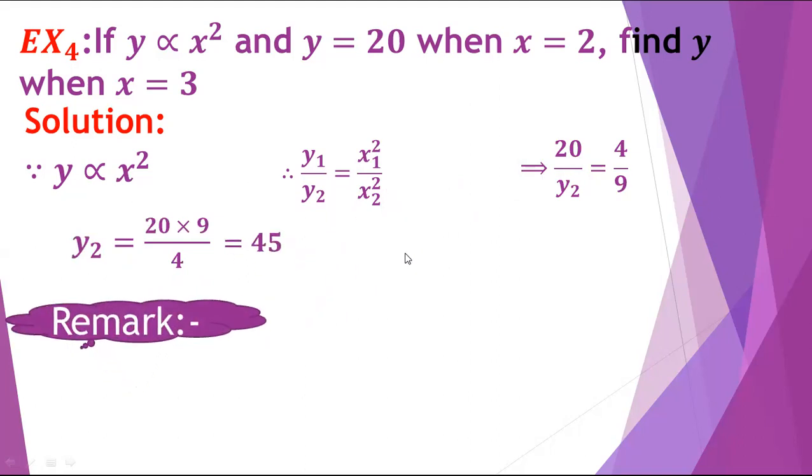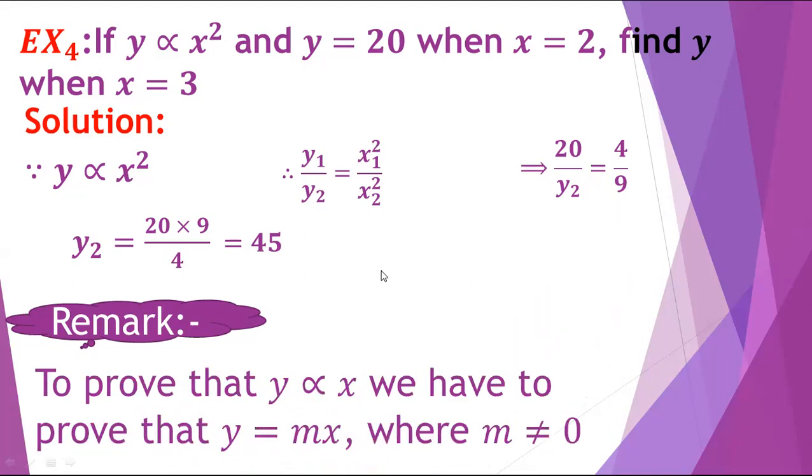And also we can say y equals m x power 2. Put y equals 20 and x equals 2, find the value of m, the constant of variation, and write the relation. Then substitute in the relation x equals 3, and you will get y2 equals 45.